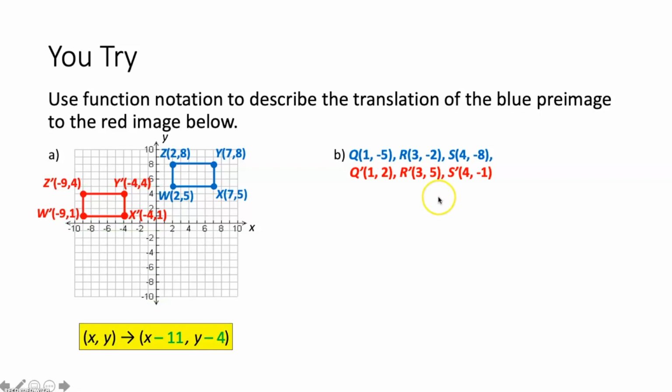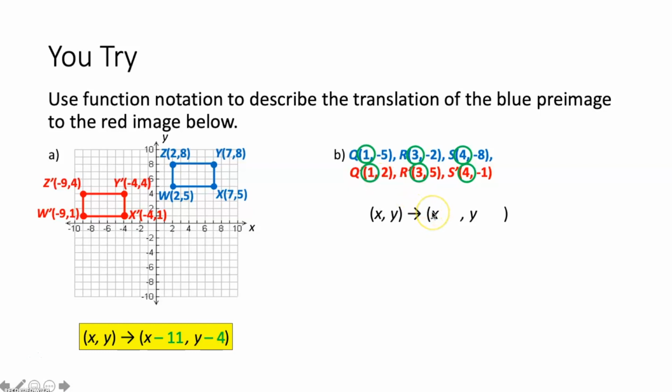Awesome. Now part B, we're doing the same thing. So we need our function notation, and we need to figure out what are we doing to our blue ordered pairs in our pre-image to get them to be our red ordered pairs in our image. So we'll start with the x coordinates. So I'm going from 1 to 1, going from 3 to 3, and going from 4 to 4. So what am I adding or subtracting to my x coordinates in my pre-image to get the x coordinates in my image? Looks like nothing, right?